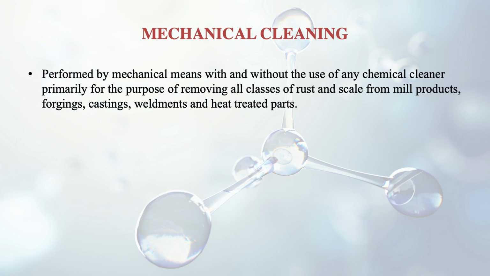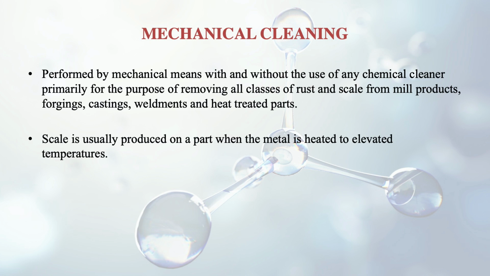Here we either can use any type of chemical cleaner or we cannot. Both chances are there, with or without any chemical cleaner, and they are primarily used for the purpose of removing all classes of rust and scale from different processes like milling, forging, casting and welding, etc. Scales are generally produced on a part when the metal is heated to elevated temperature, that was told to you earlier also.